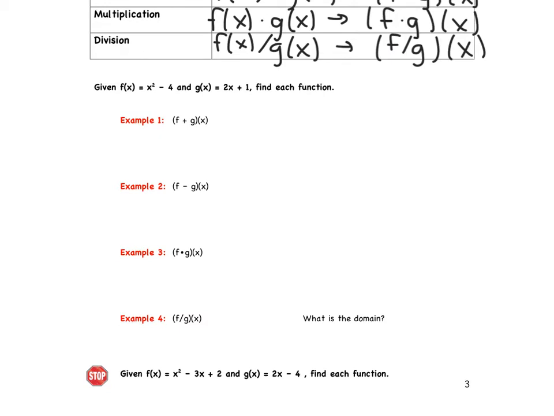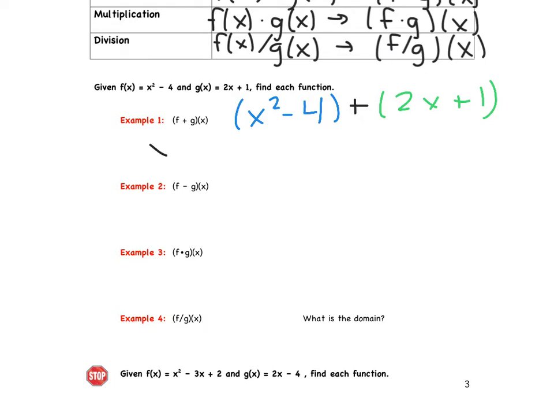Alright, so we have f of x is x squared minus 4. G of x is 2x plus 1. Example 1 is asking us to do f plus g of x. So I'm going to start by writing f of x. That's my f of x function plus g of x. G of x is 2x plus 1. Now we combine like terms.